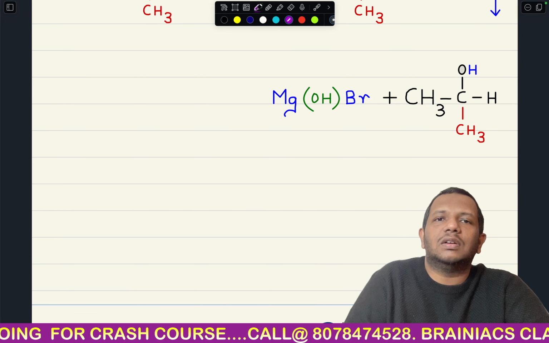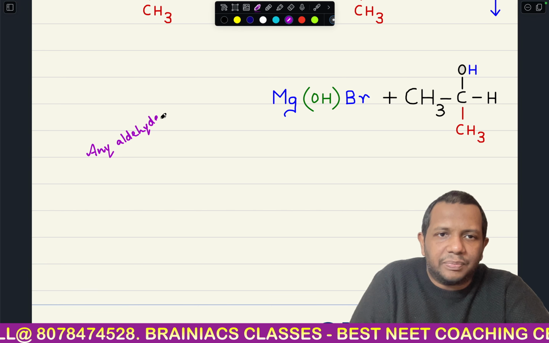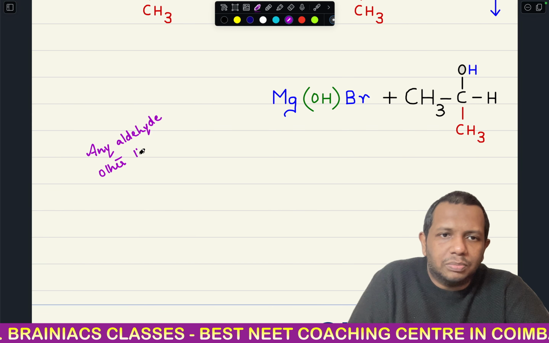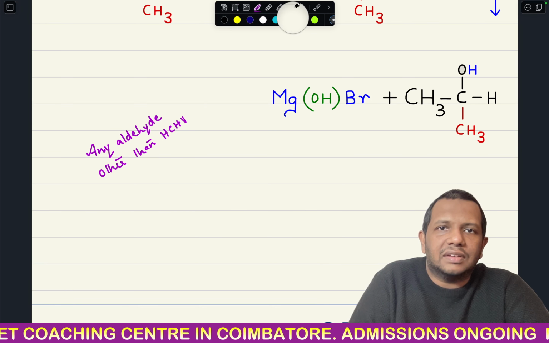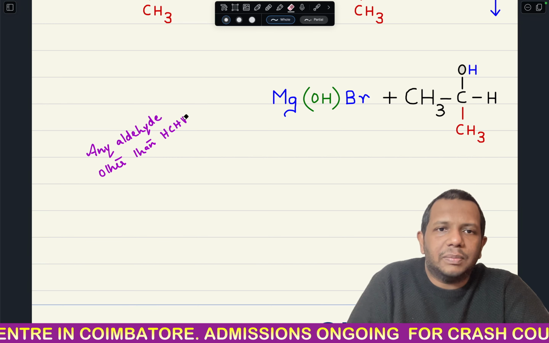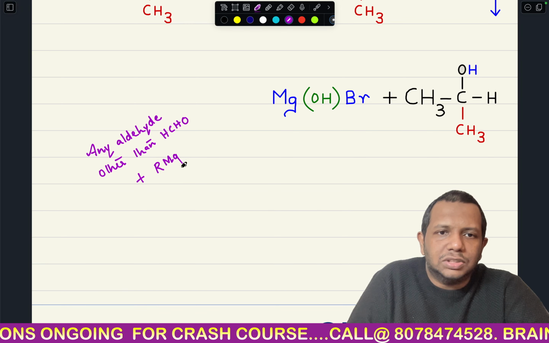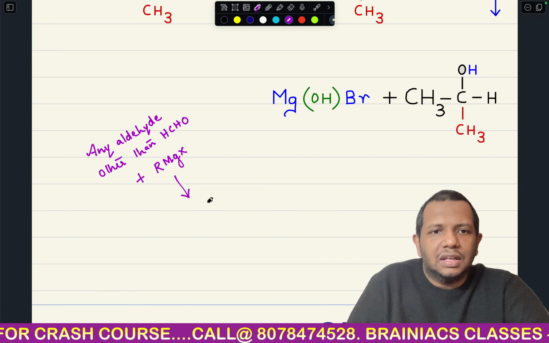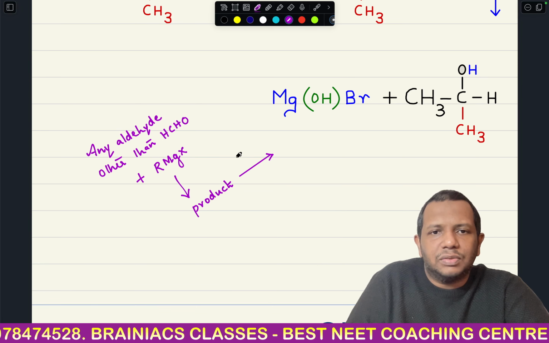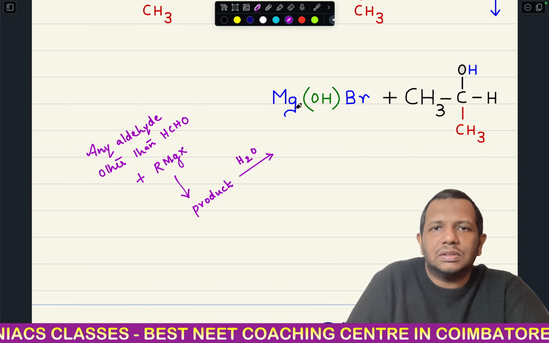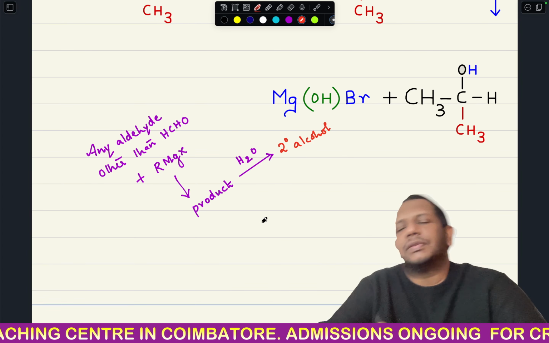So what is my conclusion, sir? The conclusion is any aldehyde other than formaldehyde, HCHO, reacts with a Grignard reagent RMgX, or even with a benzene ring MgX, will give you a product, which on hydrolysis will give you a 2 degree alcohol. I hope it is clear for you.